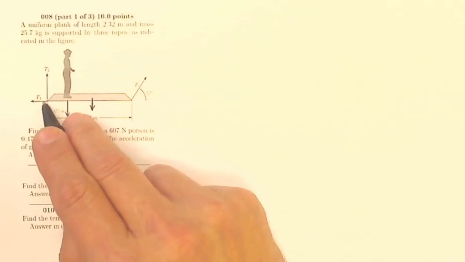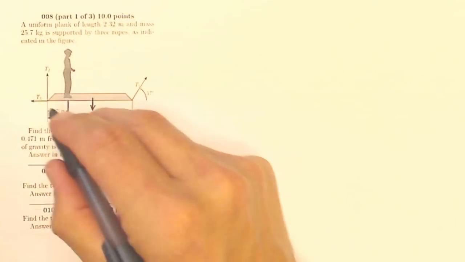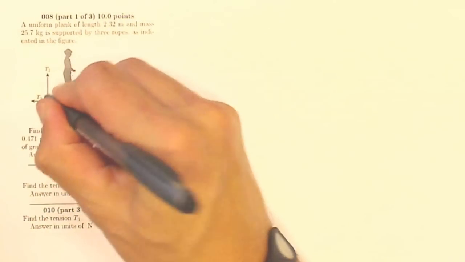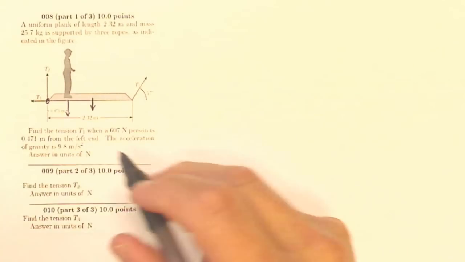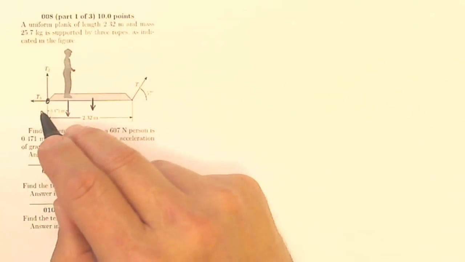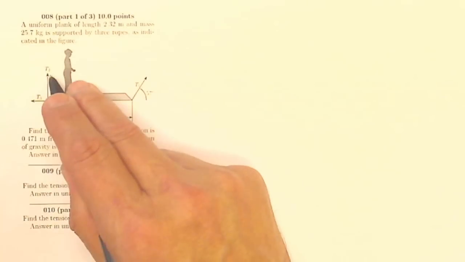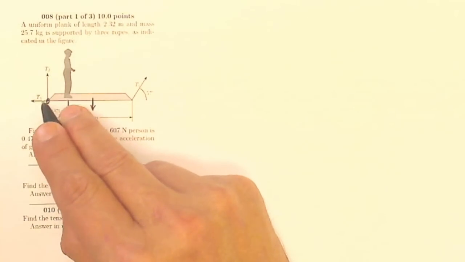But I have two unknowns here, so the only way to solve with two unknowns is to go to torque and pick that point right here as my pivot point. So now, if that's my pivot point, then both of these forces are located right at the pivot point, so my radius for each one of those is zero, so I will not care about those two because they're not torquing around that pivot point.